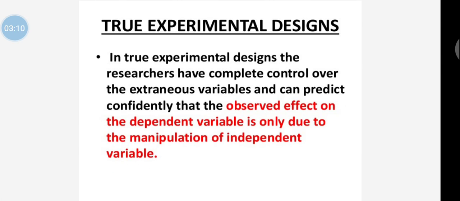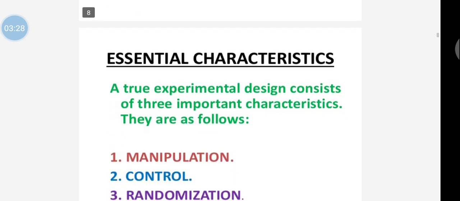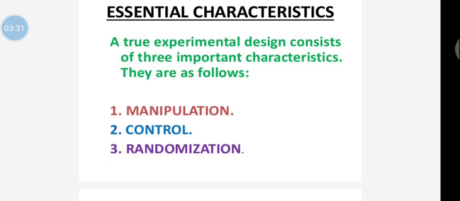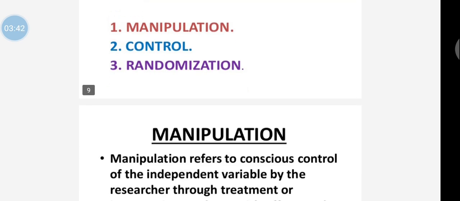Then, true experimental design. In true experimental designs, the researchers have complete control over the extraneous variables and can predict confidently that the observed effect on the dependent variable is only due to the manipulation of the independent variable. Then, essential characteristics. A true experimental design consists of three important characteristics that are as follows. One is manipulation, second one is control, third one is randomization.